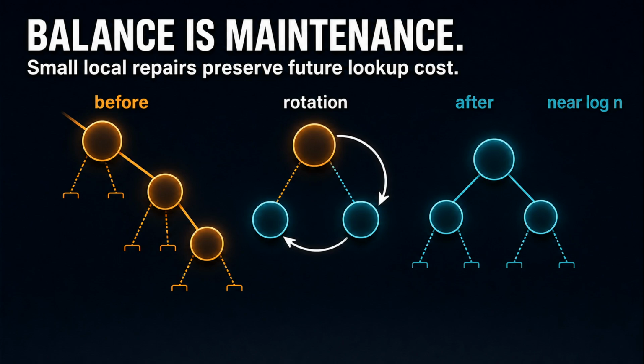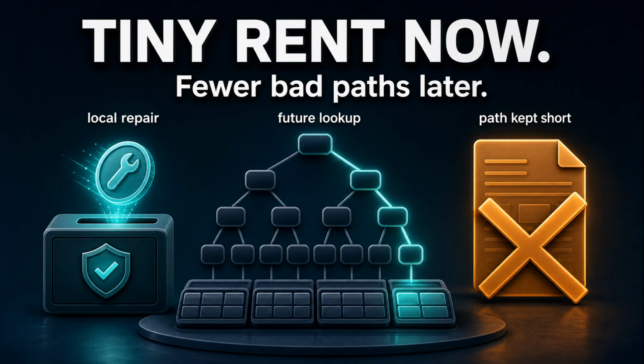That repair is the rotations people remember from data structures class? Yeah, but I think we can skip the case table entirely. What a rotation actually does is change local shape without breaking sorted order. It kind of moves a few links around so the tree is less tall, while the left smaller, right larger rule remains true. So rotations are not clever decoration. They are the rent you pay to keep future operations cheap. I love that. Tiny rent now, fewer bad paths later. Skip the rent, and every future lookup gets the invoice.